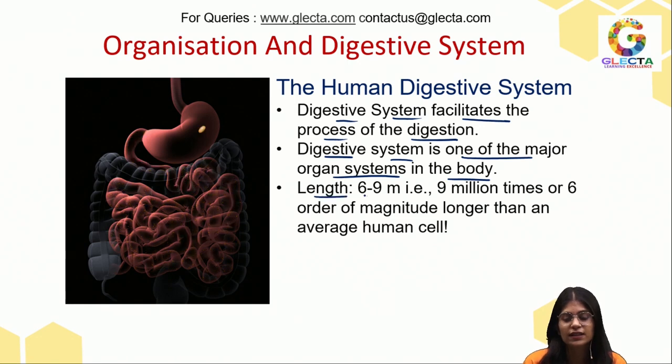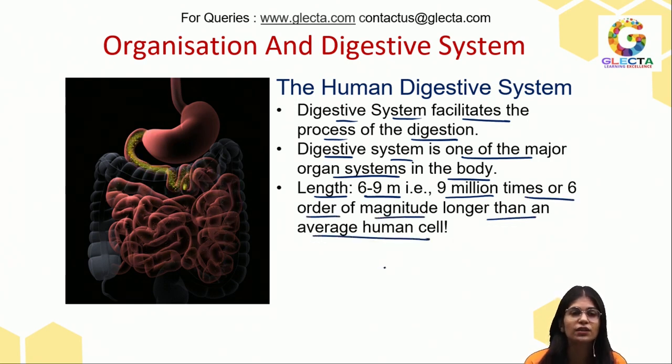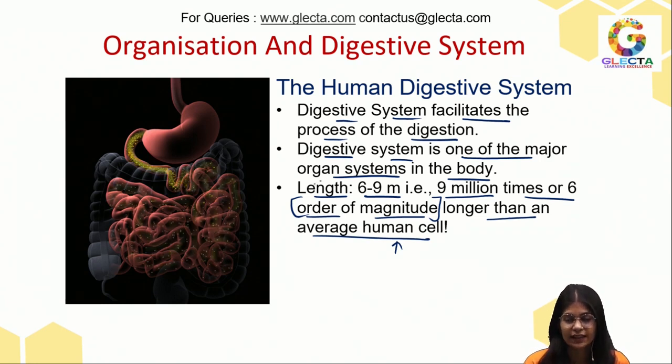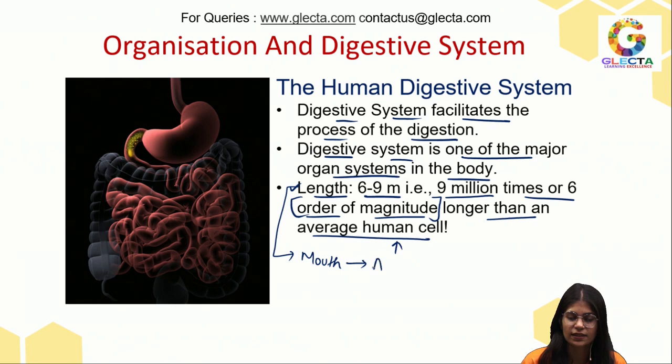The length is 6 to 9 meters, that is 9 million times or 6 orders of magnitude longer than the average human cell. I hope you guys remember what is order of magnitude now. So this is what is happening, and 9 million times being bigger than a human cell, it's a lot. And if I say the length, I mean from the mouth. So length is from the mouth to the anus.